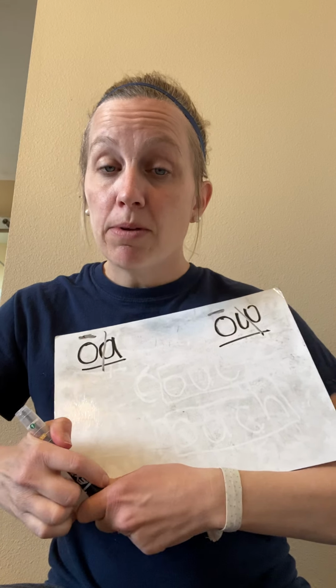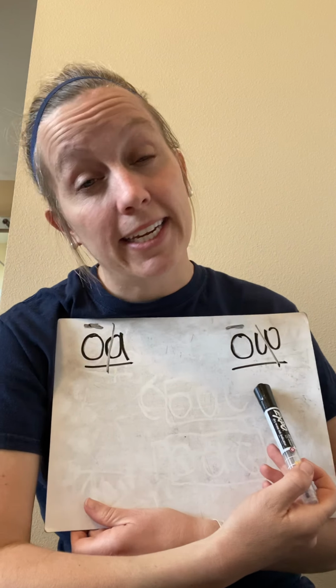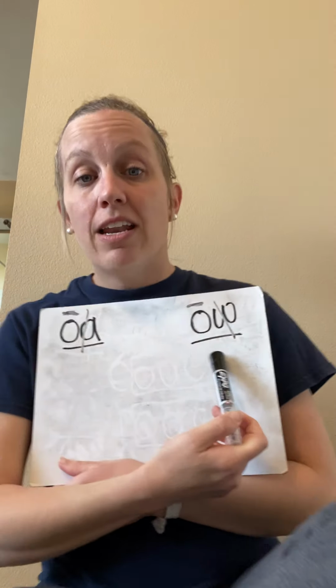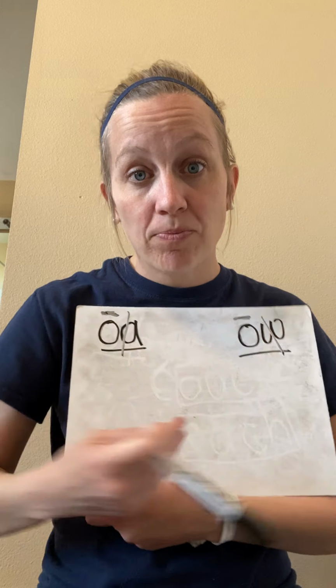Now we know that OW can also sound like ow, like in cow and how, but today we're focusing on the sound that it makes with the O sound. So OA and OW. We're going to get warmed up with some rhyming. I want you to rhyme with me on the word coach. So I want you to think about words that rhyme with coach. They'll need to have that same word family. So think of about two or three words that rhyme with coach.